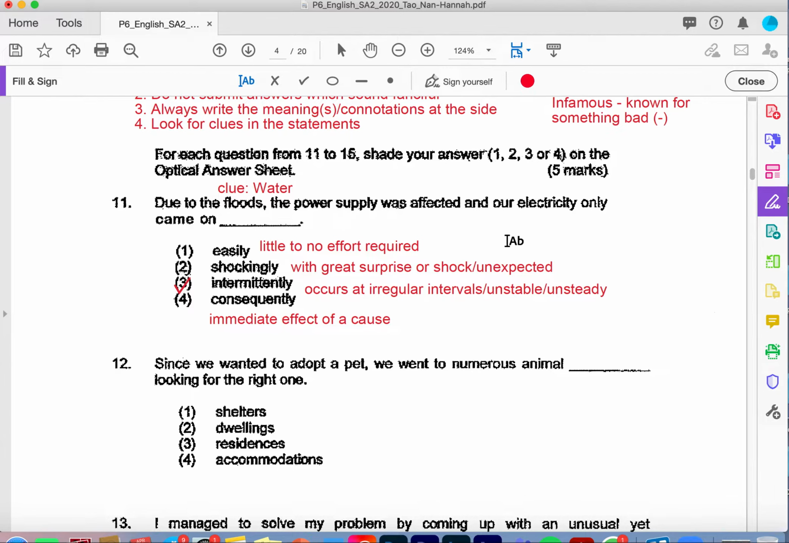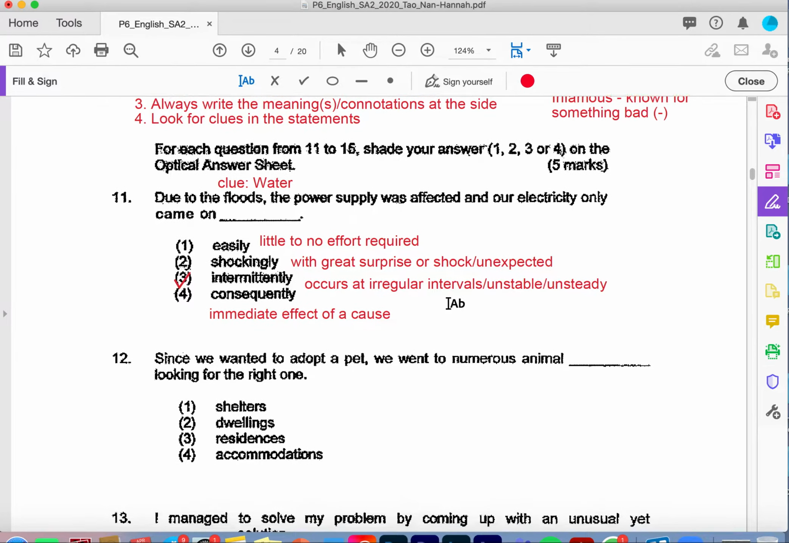And shockingly, maybe the people who were there were affected, so maybe they felt shocked. But you wouldn't say that the electricity came on shockingly. That doesn't make sense. Consequently is also similar to the first option, easily, because it means that the electricity would have immediately come on right after the floods hit. So that's why intermittently is the only one that makes sense here.